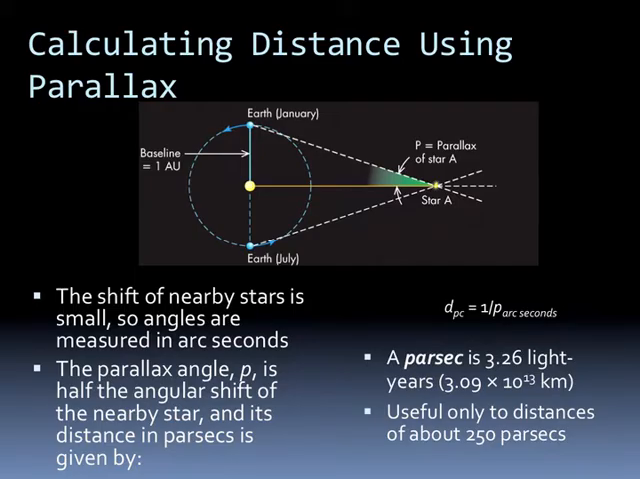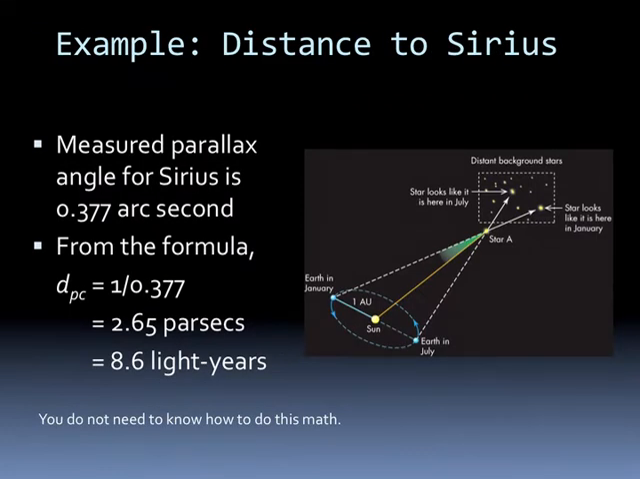Now, parallax is really only useful to stars that are about 250 parsecs or closer. So we can even look at an example. Sirius is also known as the dog star, and it's one that's fairly close. And we can see the parallax angle for it is 0.377 arc seconds.